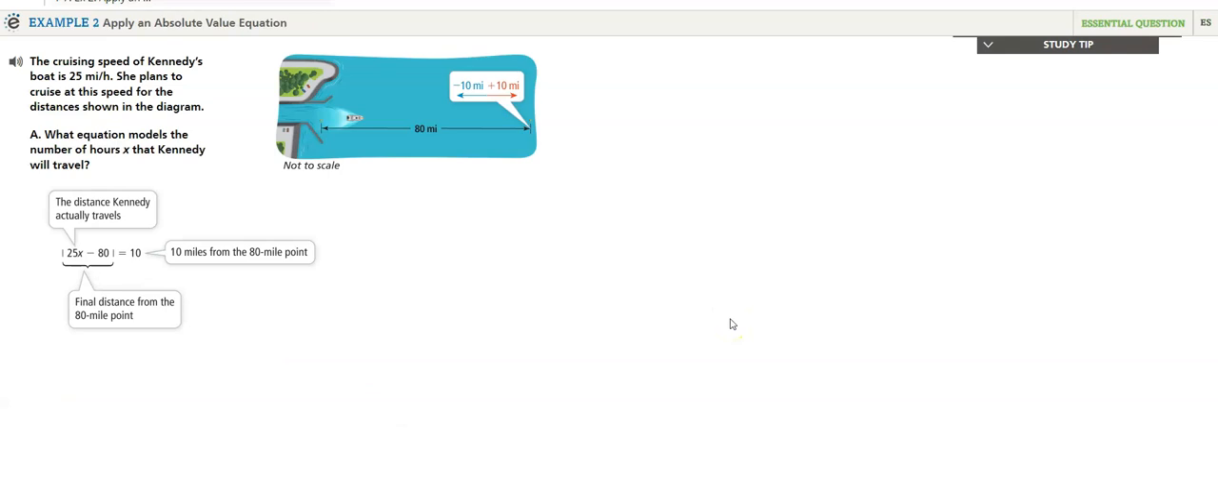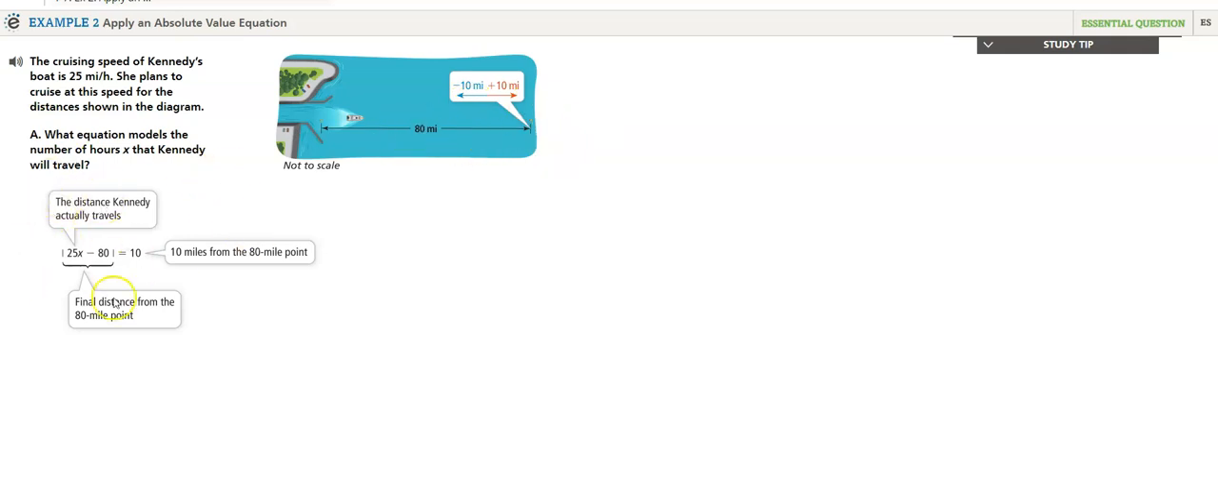All right, we are now in the part of our lesson where we're going to do a real world situation. So we're going to take a look here at Kennedy's cruising speed. She's got a boat that's cruising at 25 miles per hour. She plans to cruise at this speed for the distance shown in the diagram. This diagram is telling me that Kennedy is planning on traveling a total of 80 miles, give or take 10. Meaning she could travel 70, she could travel 90. She's going to travel somewhere around here.